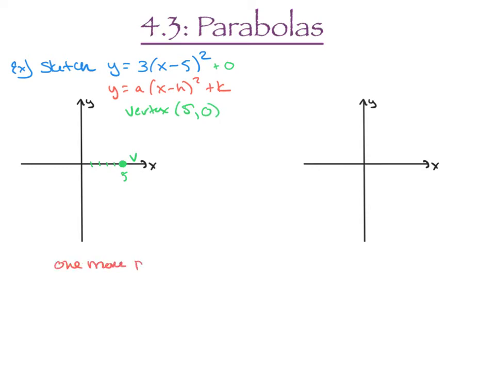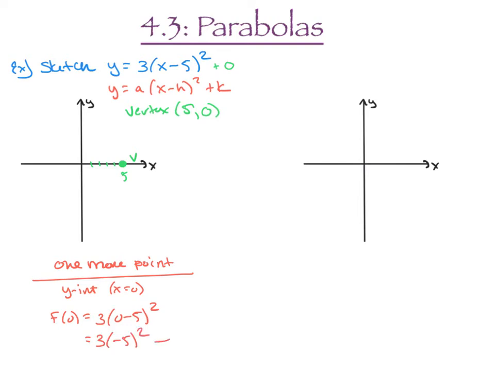So our one more point, which I suggest is the easiest one, the y-intercept, so x equals 0, would be, I'll call it f of 0, 3 times 0 minus 5 squared is 3 times negative 5 squared. Ooh, negative 5 squared is 25. So we have 3 times 25, which is 75. Holy cow. So we have x equals 0, which is here, and y equals 75, and here I'm going to fudge a little bit. 75.